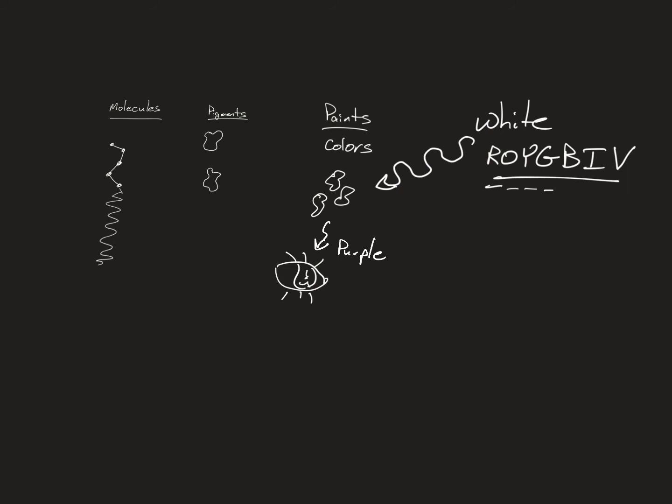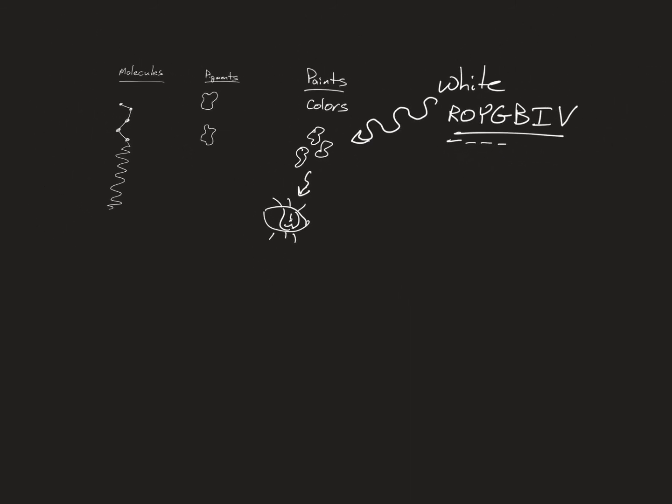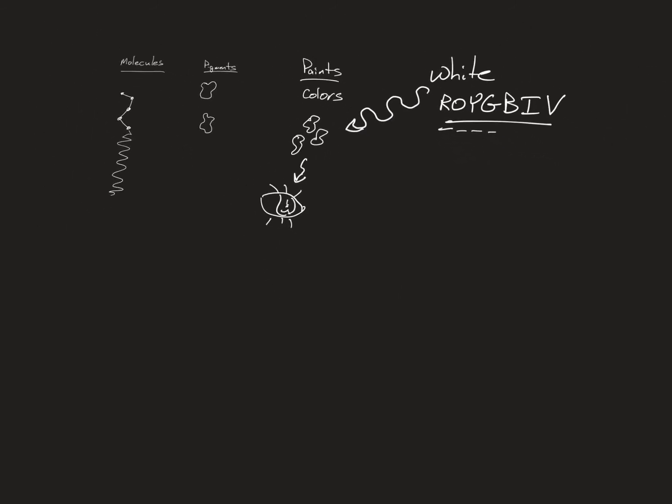So a purple pigment absorbs everything but purple, right? Does that make sense? The color you see is the color that's not being absorbed. If the light's absorbed, you never see it. So I thought you should think about that when you're looking at things. So that's light.